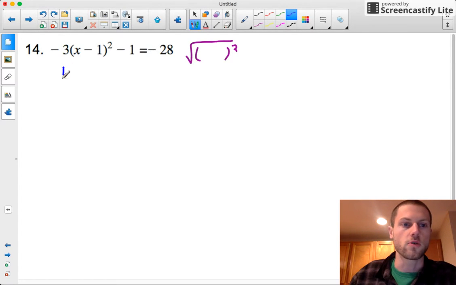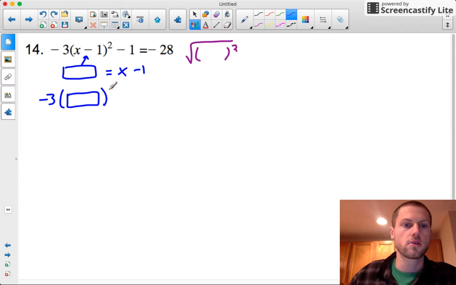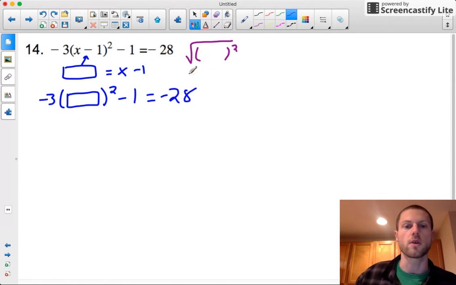I like to kind of ignore this quantity and just call it a box. It helps me to see what I'm isolating here. So let's just pretend that inside these parentheses I have this box, and later on we'll just remember it's x minus 1. So let's rewrite this problem as negative 3 times my box squared plus 1 equals negative 28. We want to get this box by itself so that we can end up square rooting it.